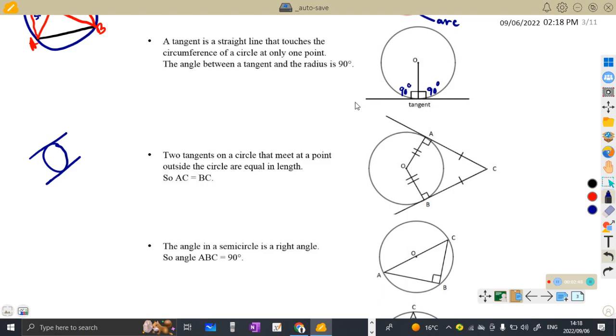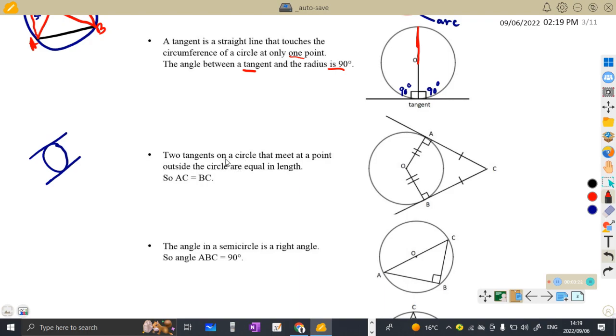So that is an angle that is being created between a tangent and the radius of a circle. It can be a radius, or it can be a diameter. Take note, where there is a radius, there is a diameter. So it can be a radius or it can be a diameter, like that. All right, so a tangent is a line that touches the circumference of a circle only at one point. That is the major important part, only at one point, and the angle between a tangent and the radius is 90 degrees. That is our theorem.